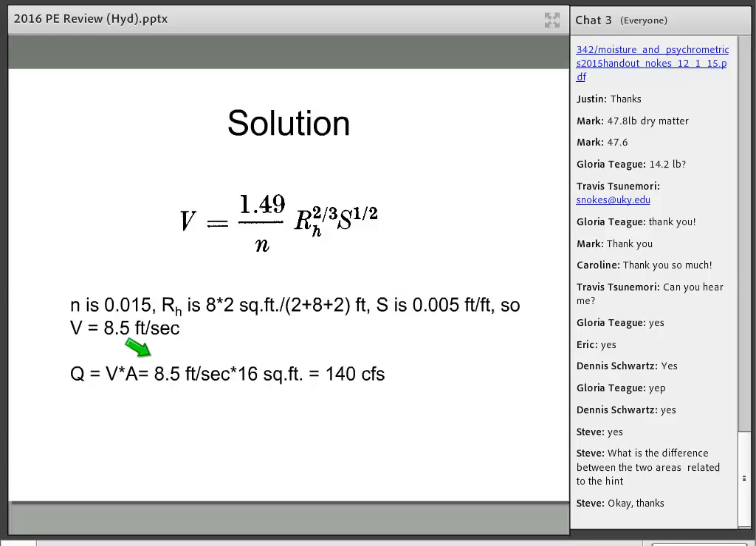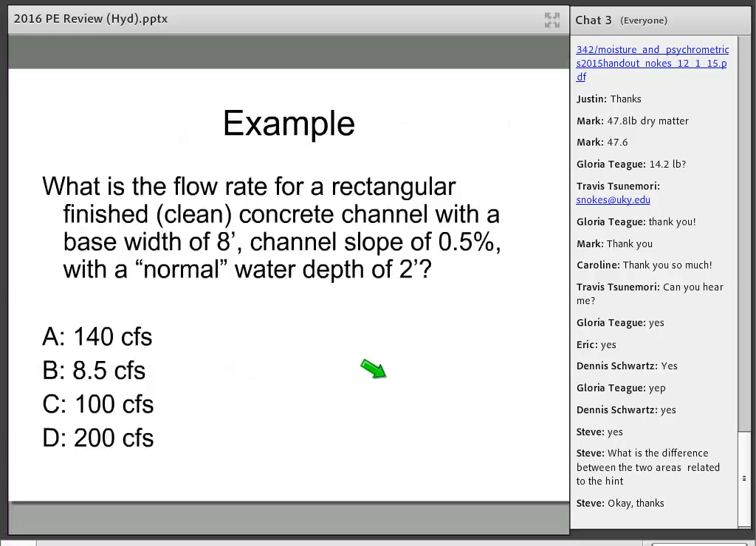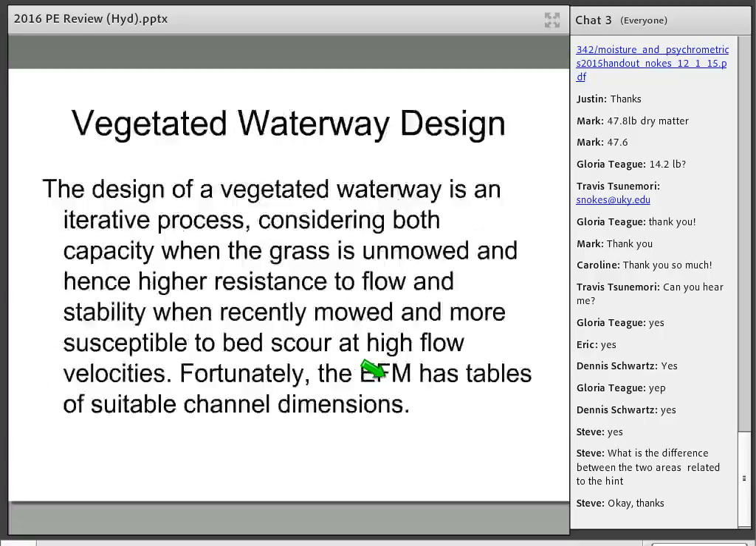We got the velocity of 8.5 feet per second when you do the calculation. The area then is just that nice 16 square feet, the width times the depth, times that velocity. You've got 140 CFS. So the answer is A. Sorry about that little mess up.